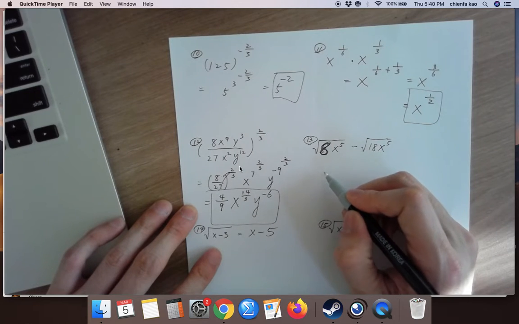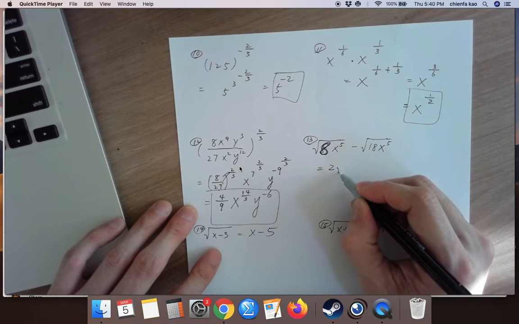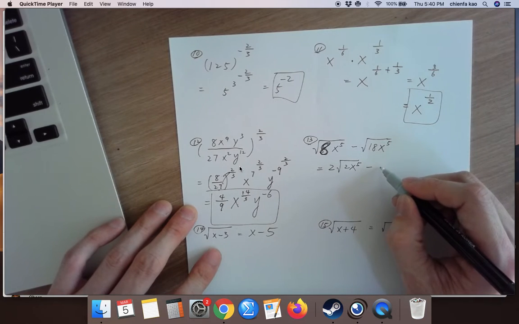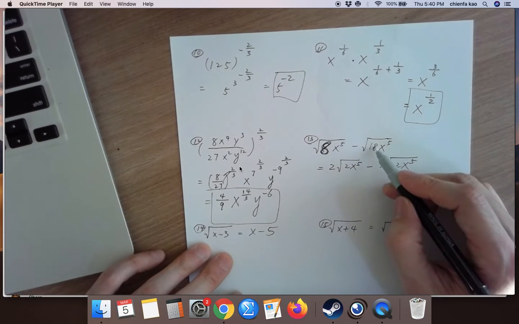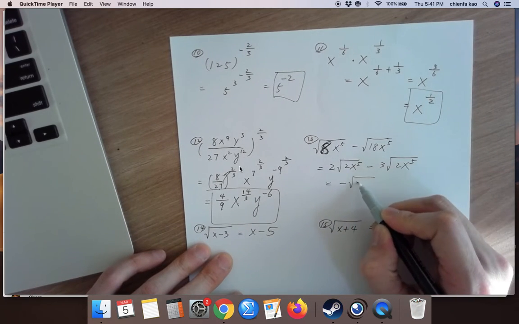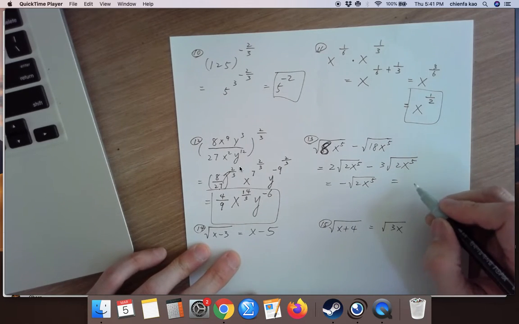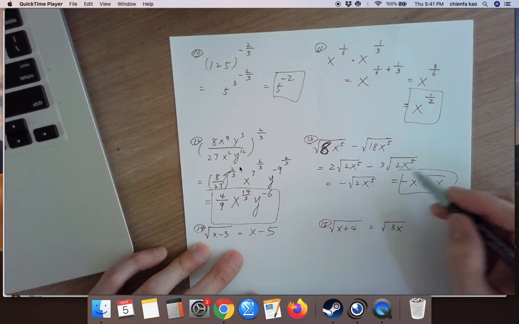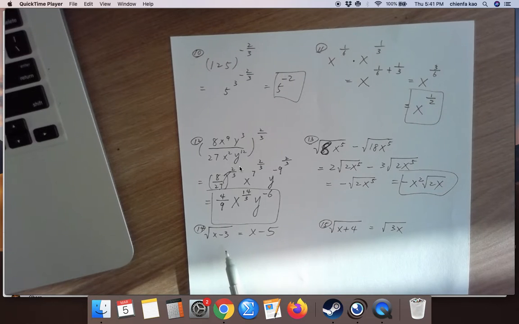Okay, this one. Let's try to simplify and see where we go from there. So this one is 2 root 2x to the 5th power minus 3 root 2x to the 5th power. Because this is the 9. So it becomes negative square root of 2x to the 5th power. Or you can just still take out the x's. So you have x squared negative square root of 2x. Okay? All right.